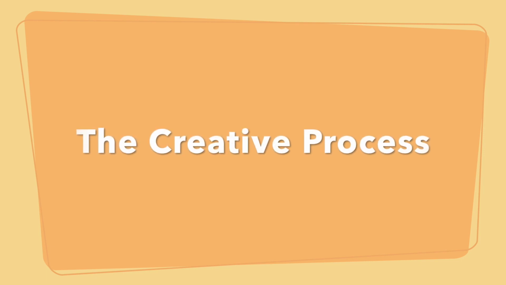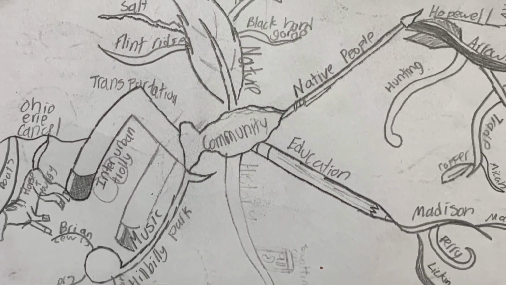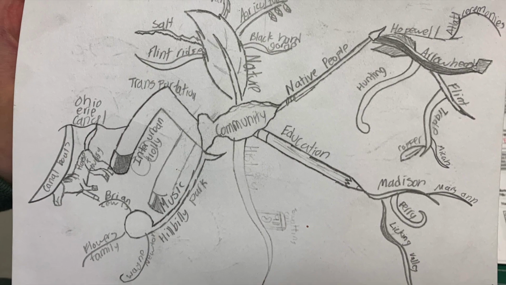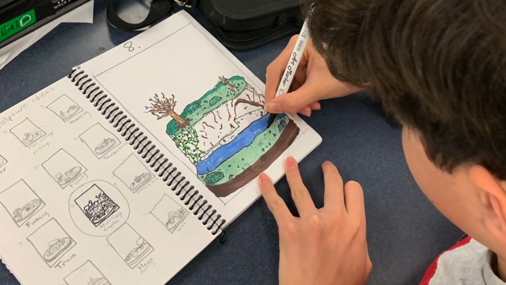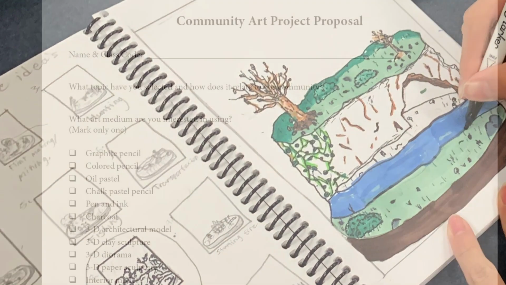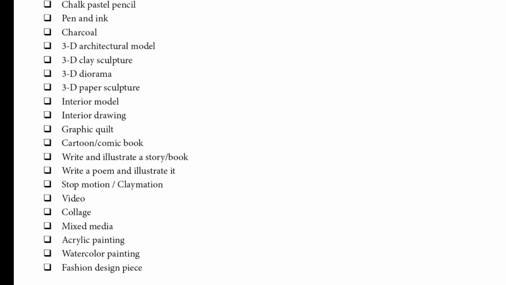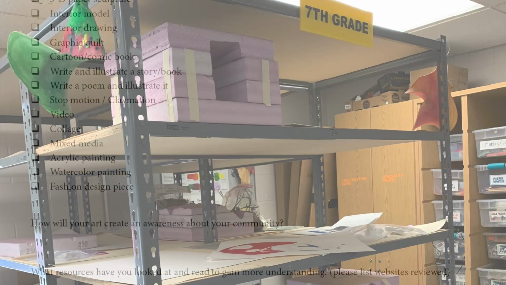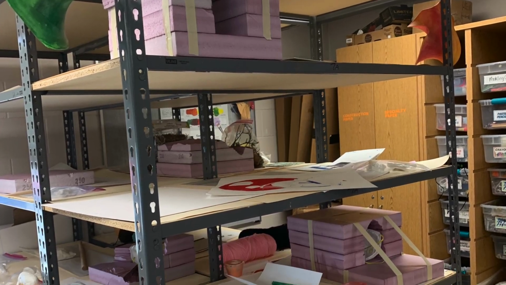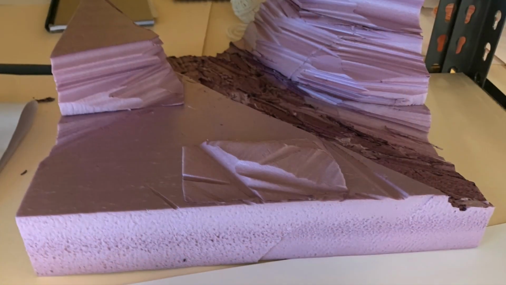The creative process. As students went back to the classroom, they started to divulge information and try to dissect what they've learned using community maps, thumbnails to generate ideas into their final sketches and color studies. The next step was their selection of art mediums. They had a long list that they could choose from. They had to back up their claim as to how their art was going to impact their community and teach others about it.